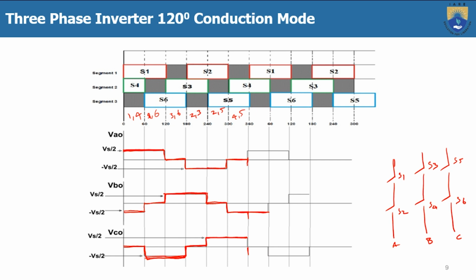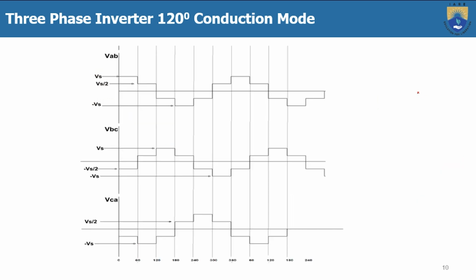The output voltage is a stepped waveform in the 120 degree mode of operation as well as in the 180 degree mode of operation. But as you know, the function of the... and after that we will also discuss the line voltages.